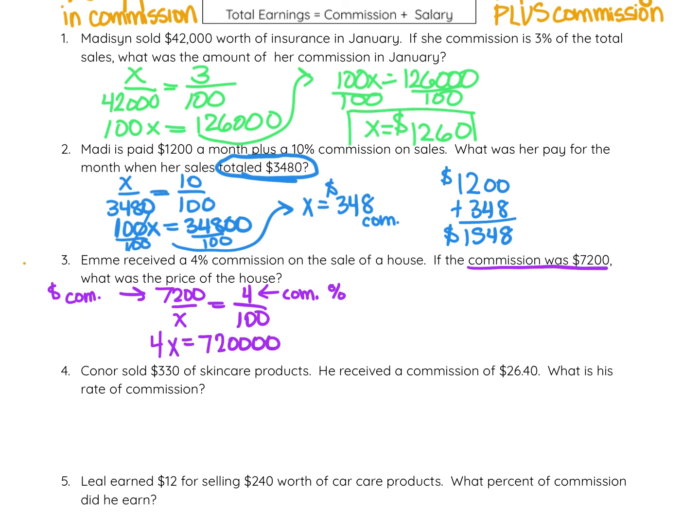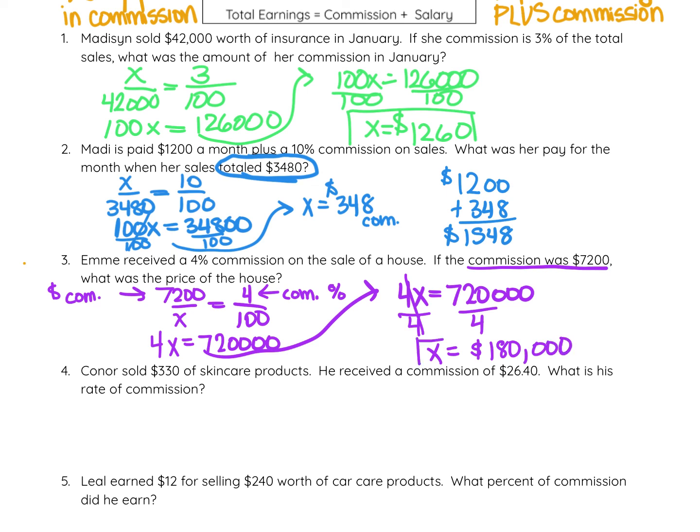When I cross multiply, I get 4x is equal to 720,000. When I divide by 4 on both sides of my equation, I'm going to get x is equal to $180,000. So this was the total sale price of the house, where Emmy made $7,200 from that.